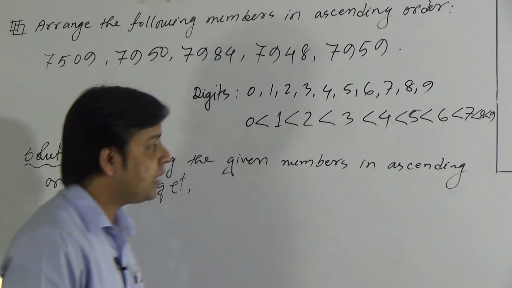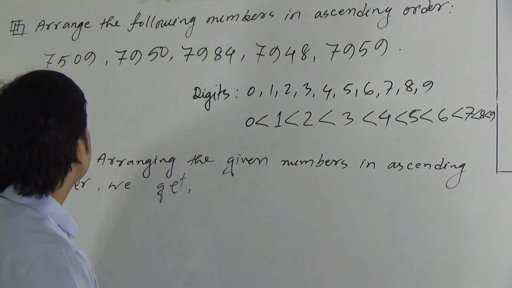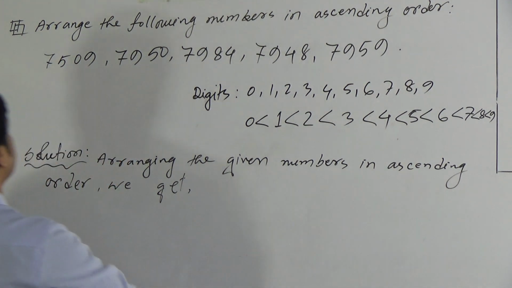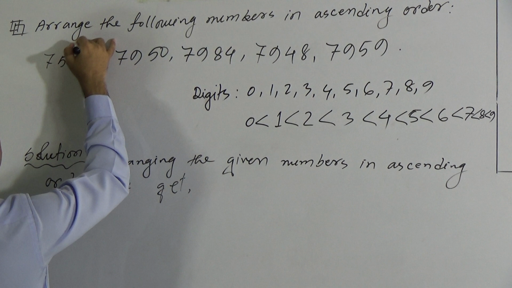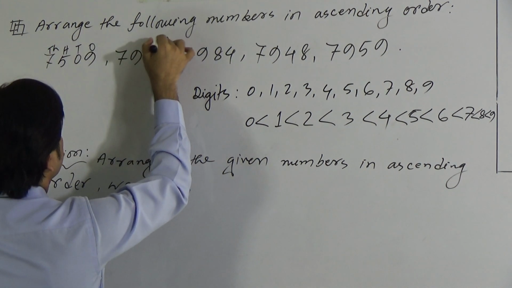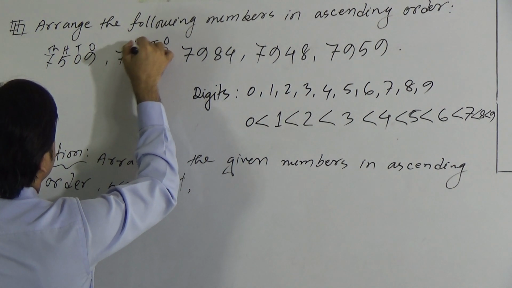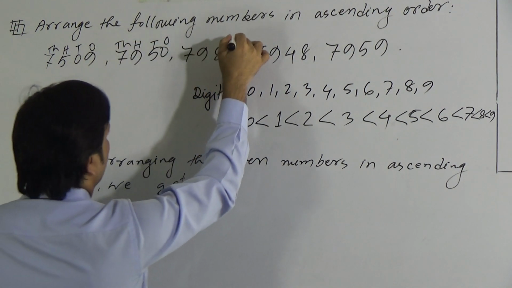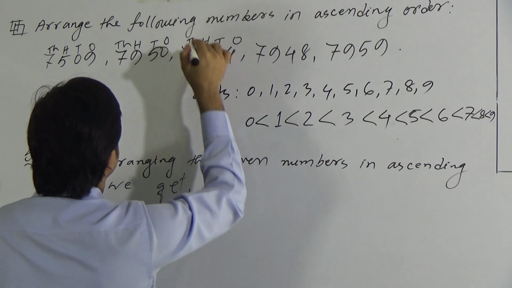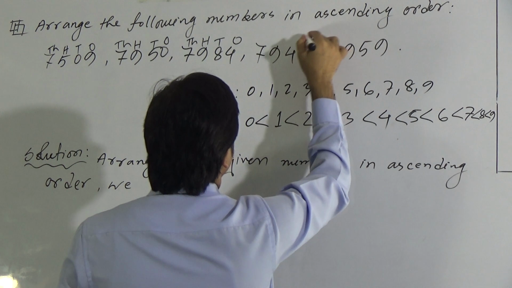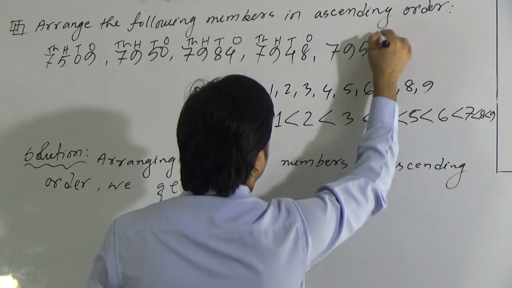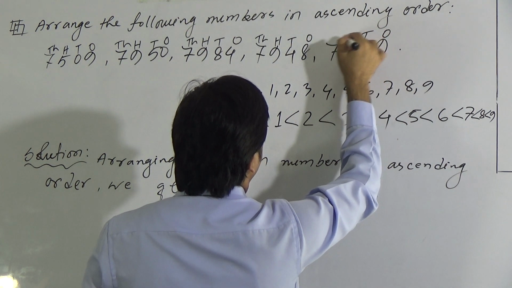To arrange the numbers, at first we have to compare them. To compare the numbers, we have to indicate the position of the digits of each number. Here: ones, tens, hundreds, thousands.